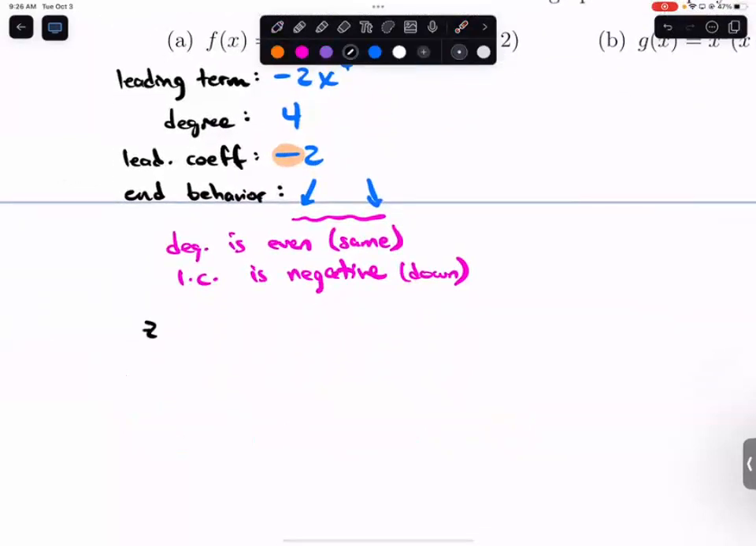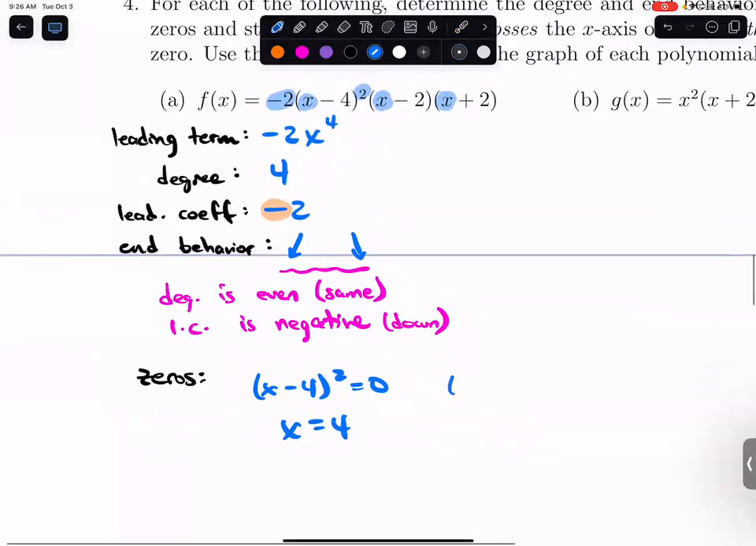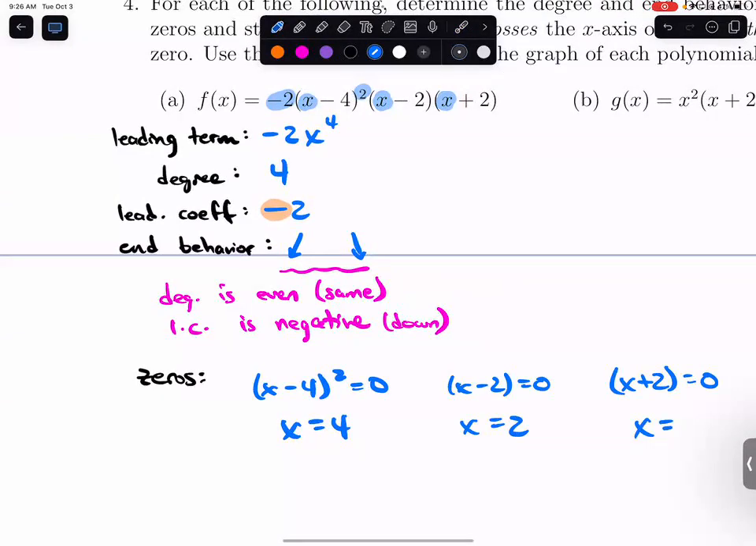Let me just write some scratch work here, zeros. So if x minus 4 squared equals 0, then x is 4. Or if x minus 2 equals 0, then x is 2. Or if x plus 2 equals 0, then x is negative 2. And that's it, right? Those are the 3 zeros for this thing, one from setting each factor equal to 0.